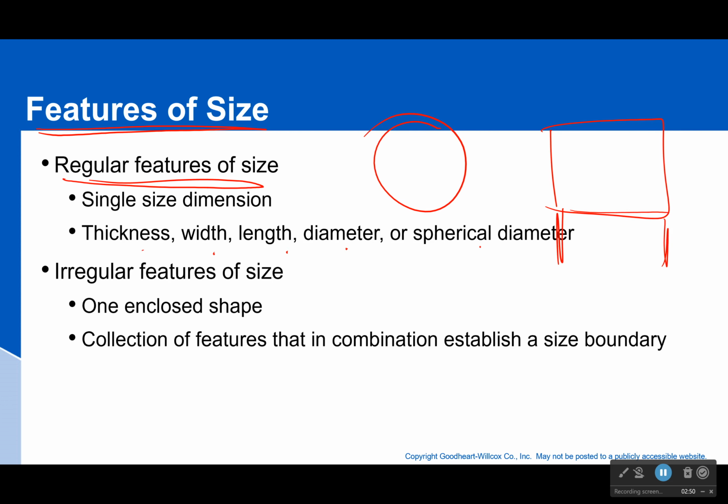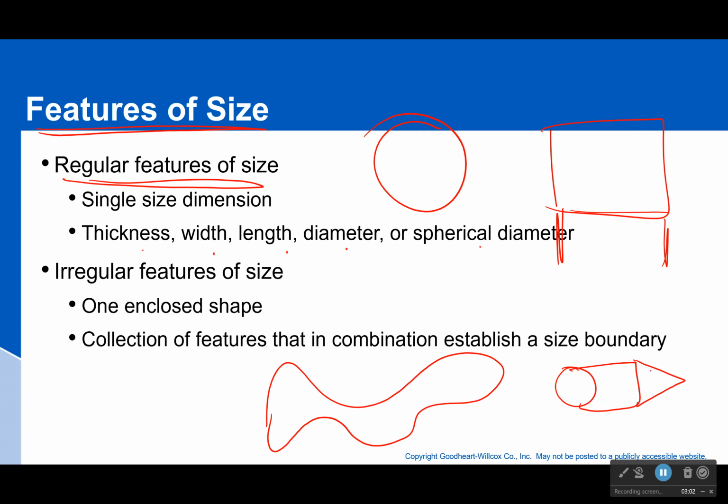Then there are also irregular features of size, which are one enclosed shape, like that crazy thing before. Or it might be a collection of features. So it might have something like this, where I have a circle and a rectangle, and maybe a triangle, and then you're like, okay, well, let's realize it's going to depth. I should have realized that beforehand. So that's not a regular shape, but they all form a boundary. So this is some sort of strange hole or protrusion from our part. Okay? So we're going to be focusing mostly on the regular aspect today, but irregular will come into play a lot more as we go further into this class.